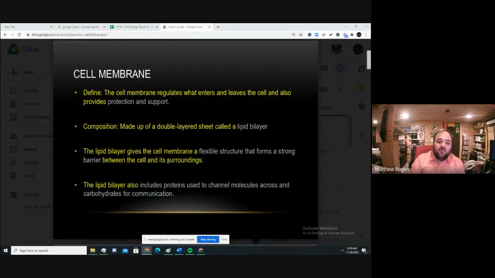Cell membrane defines what goes in and out of the cell. This ability is called selectively permeable. Selectively means you have a choice. Permeable means you let something in or out. So the cell membrane has this ability to determine what gets in and out, and how it does that is by its structure.